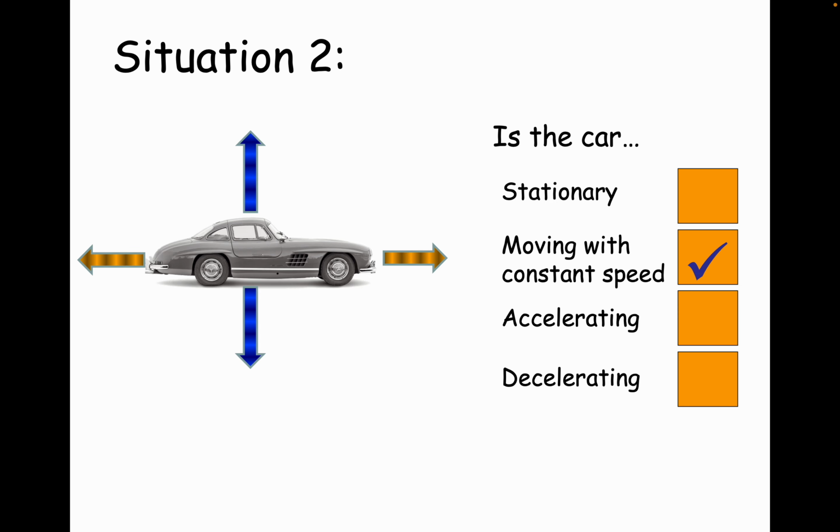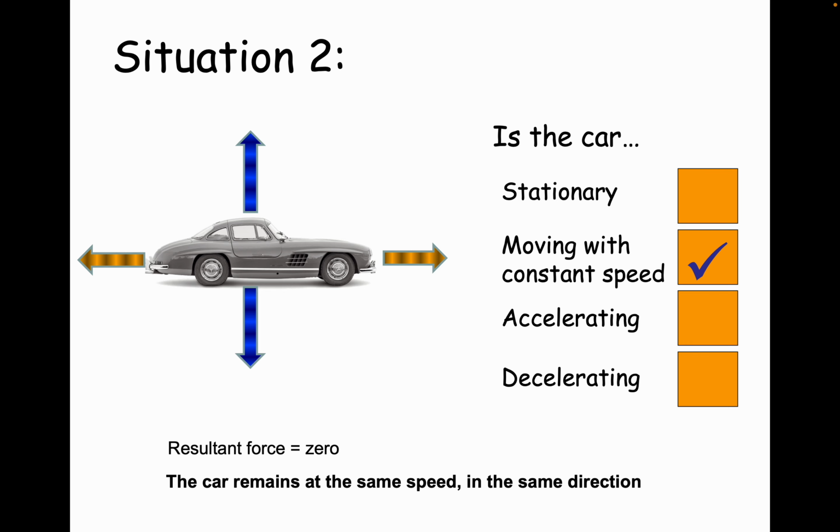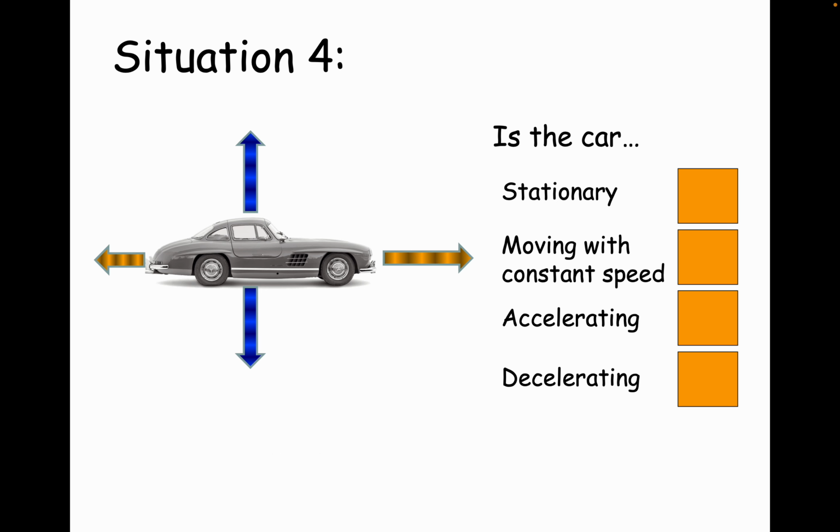It's moving at constant speed. How do we know? The resultant force on it is 0. All the forces are balanced in opposite directions, and the car will continue to drive at the same speed, a constant speed, in the same direction. So same speed, same direction means the same velocity, because velocity is the vector quantity of speed, which explains a little bit more. It can be represented by an arrow.